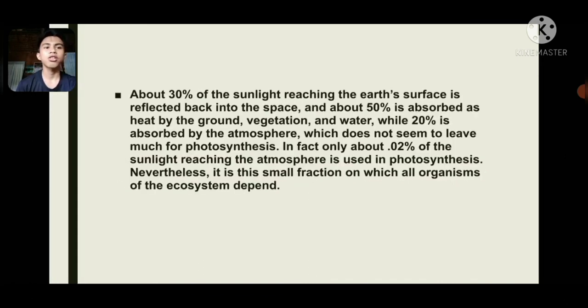About 30% of the sunlight reaching the Earth's surface is reflected back into space, and about 50% is absorbed as heat by the ground, vegetation, and water, while 20% is absorbed by the atmosphere, which does not seem to leave much for photosynthesis. In fact, only about 0.02% of the sunlight reaching the atmosphere is used in photosynthesis. Nevertheless, it is this small fraction on which all organisms of the ecosystem depend.